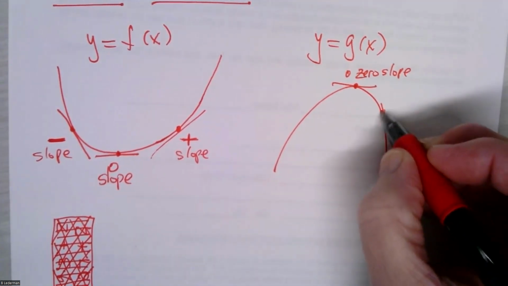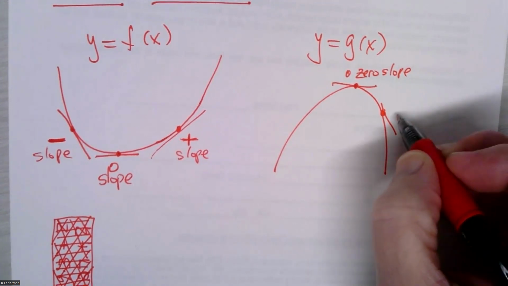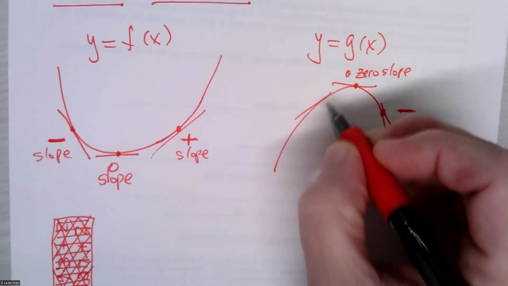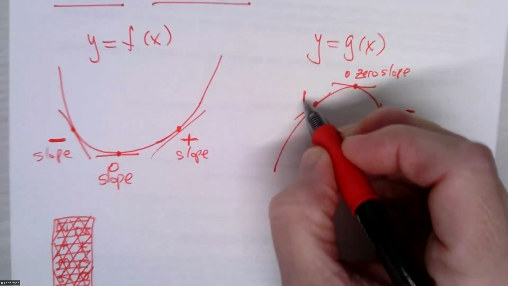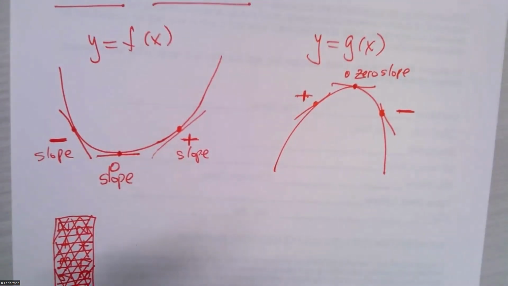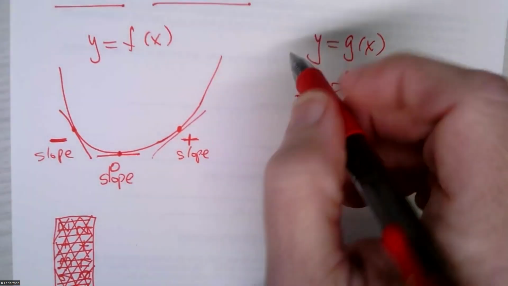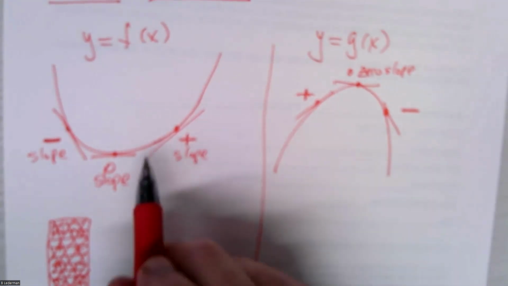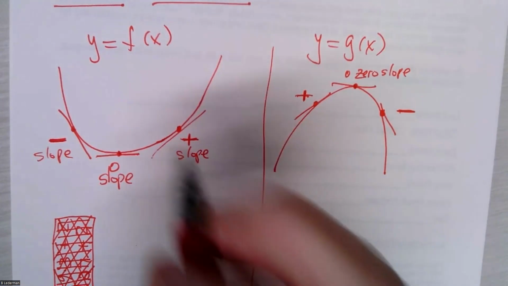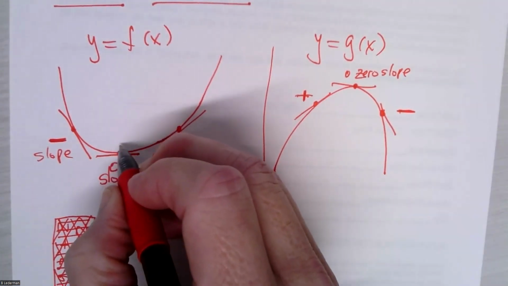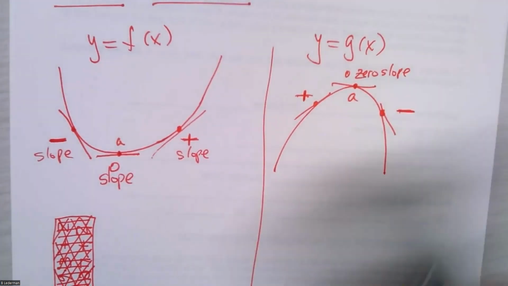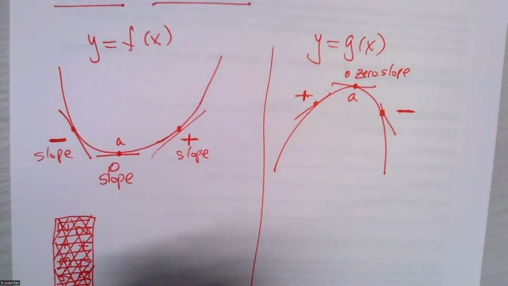And if I take a point on the right side, this has a negative slope. And if I take a point on the left side, this has a positive slope. So if you notice, let me summarize these two functions here. For this one over here, I'm going to call this point my A.